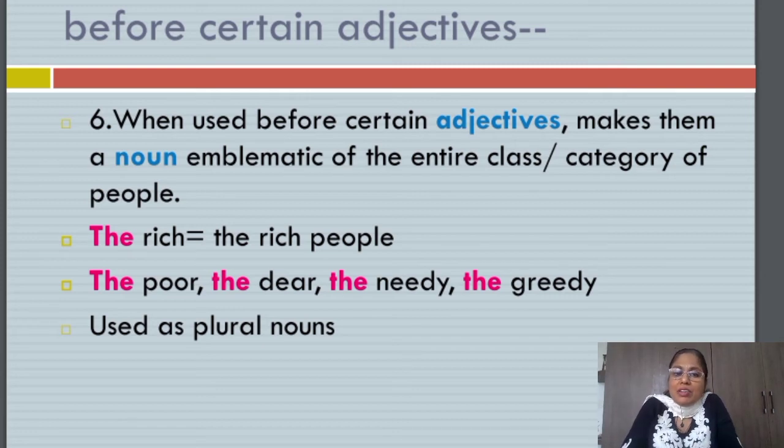If I say the rich are insensitive towards the poor, I mean to say the rich people and the poor people. So if I make use of certain adjectives and place the definite article the just before that adjective and there is no following noun, that particular adjective performs the function of being a noun. It is emblematic of that entire class or category of people.